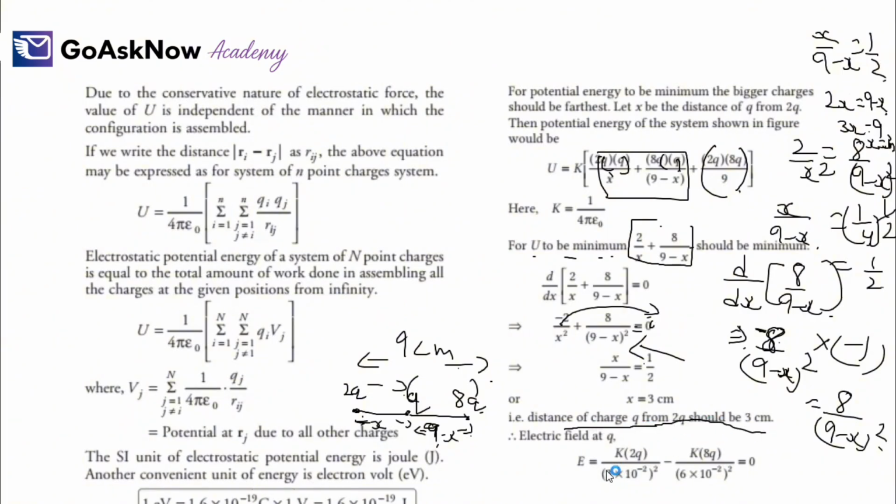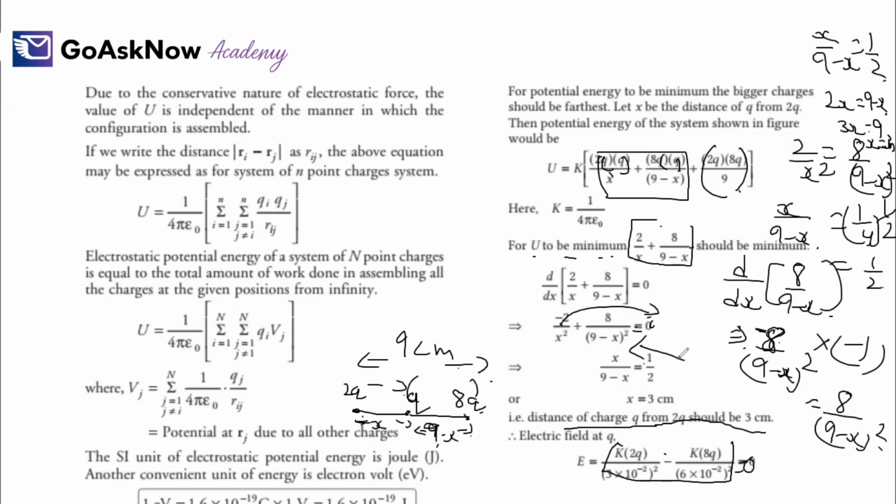Electric field at q will be what? E is equal to k into 2q upon (3 into 10 power minus 2) whole square minus k into 8q upon (6 into 10 power minus 2) whole square. That is equal to what? 0. It is coming out to be equal to 0 here.